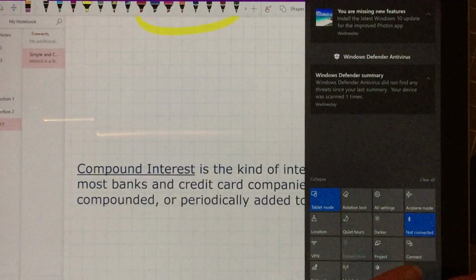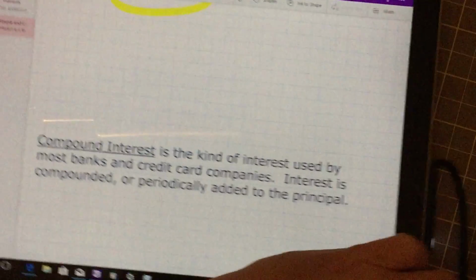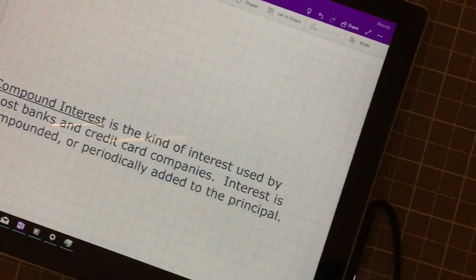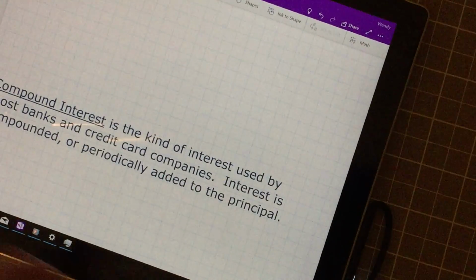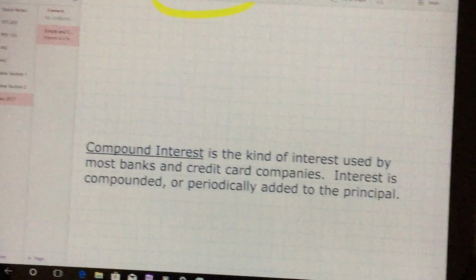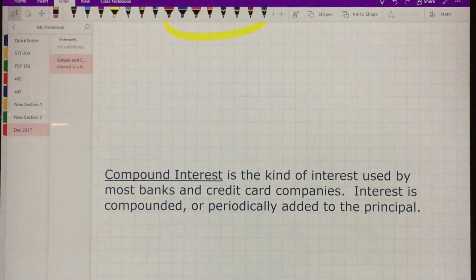So the way simple interest is calculated, everything's moved. Here we go. That should be better.